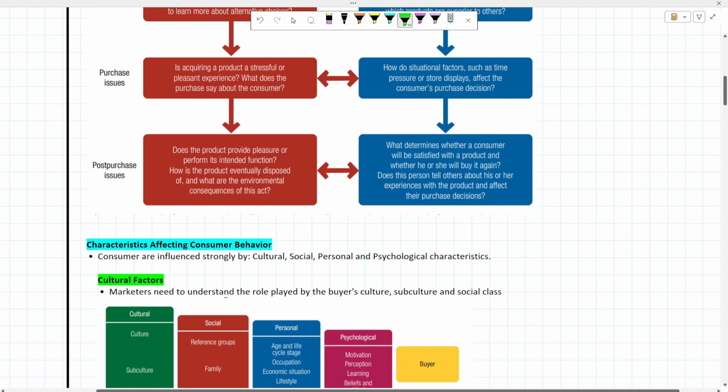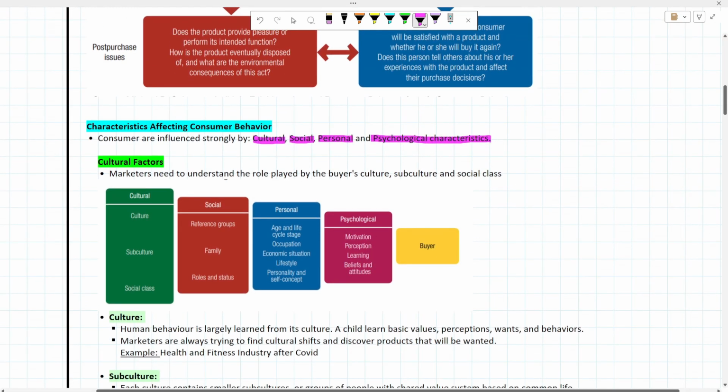So characteristics affecting consumer behavior. Consumers are influenced strongly by cultural, social, personal, and psychological characteristics. So cultural factors, marketers need to understand the role played by the buyer's culture, subculture, and social class. So here, this diagram on the bottom just shows all the characteristics that I'll be going through.